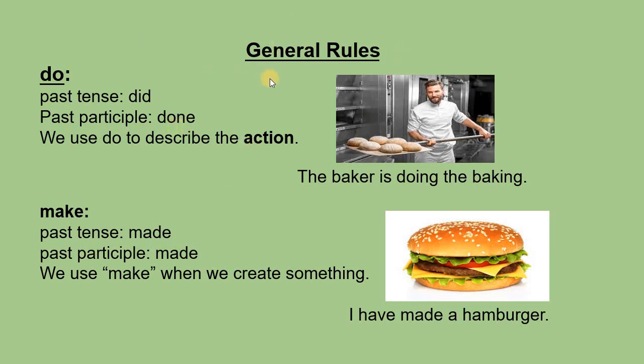And the general rule of when we use do is we use it to describe an action. So an example here, the baker is doing the baking. Baking here, guys, is an action. Baking, it is an action. So we say doing. We do not say the baker is making the baking. That is wrong.